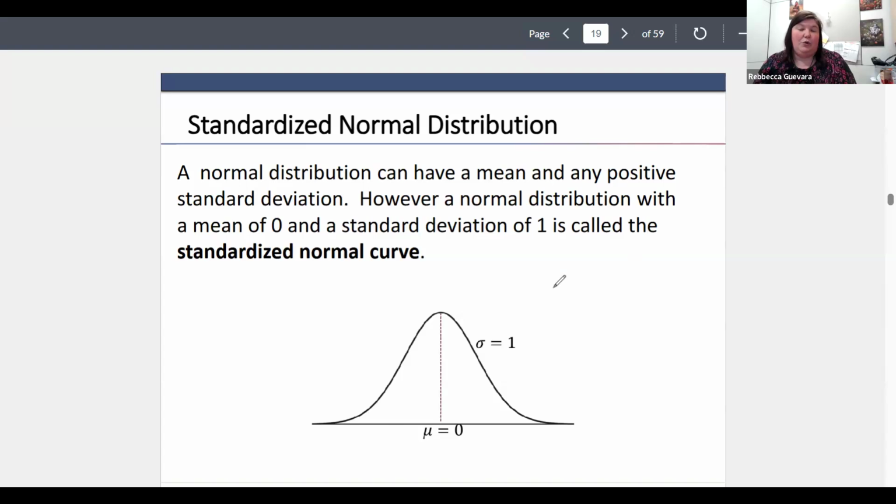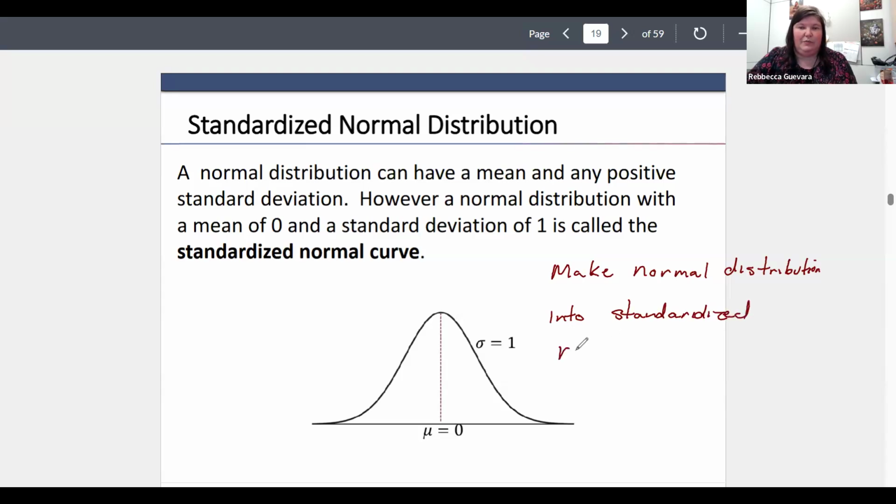I can take any normal curve or any normal distribution and make it into a standardized normal curve or normal distribution.